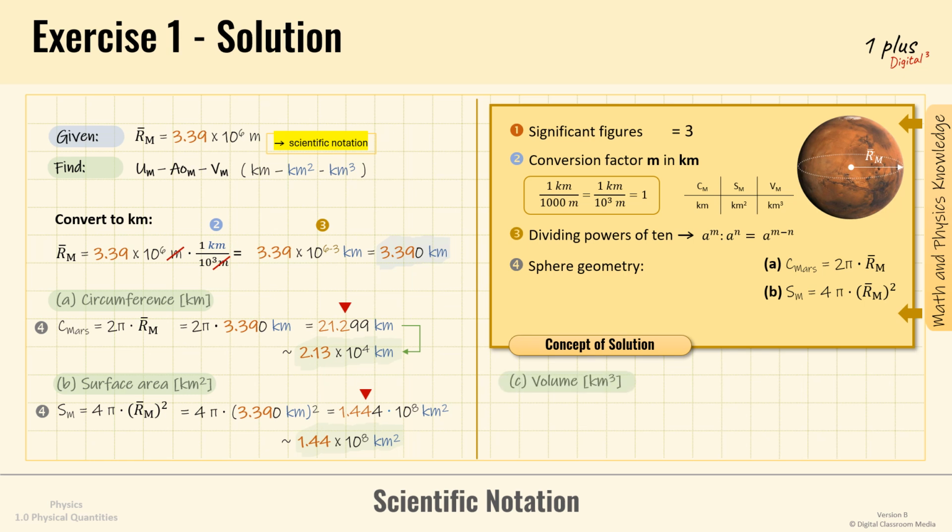Part C, the volume. Finally, we look inside Mars. The formula is 4/3 times pi times r to the power of 3. We substitute the radius and calculate r to the power of 3. This gives 1.631 times 10 to the power of 11 cubic kilometers. After that, we round to 3 significant figures. The volume of Mars is then approximately 1.63 times 10 to the power of 11 cubic kilometers.